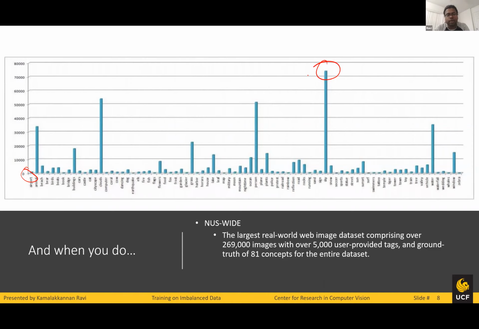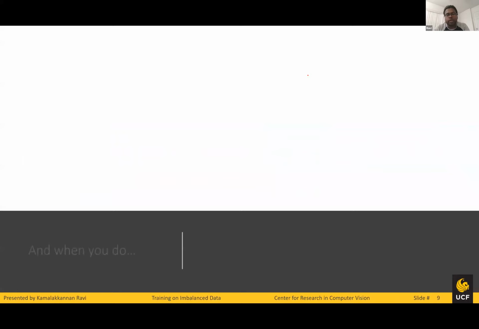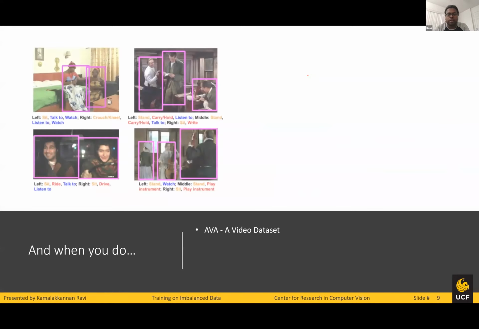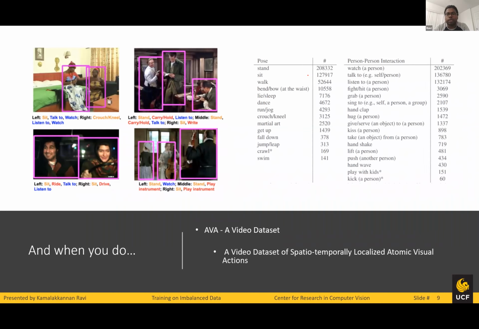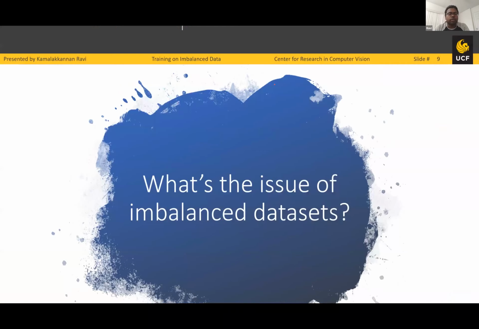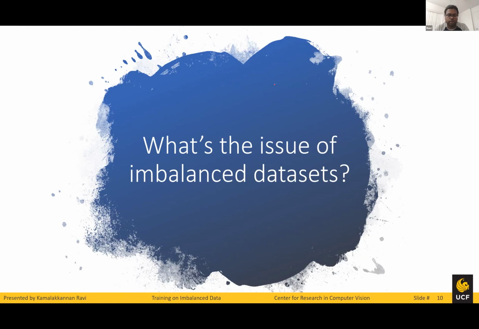This is the image data set. If we take one example for a video data set, that one is AVA. That's a video data set for pose and person-to-person interaction. The examples are shown on the left side. Looking at the number of samples, for the swimming pose we have like 141, and crawling is 161. However, standing has more than 200,000 samples. That's a huge variation between classes. So these are some examples of the data sets we use in our deep learning algorithms that have an imbalance issue.